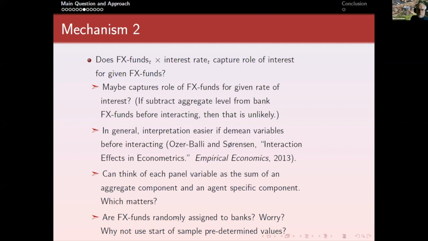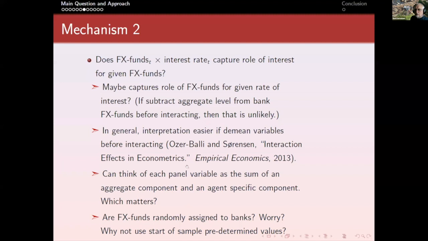Anyway, so overall, are these FX funds randomly assigned to banks? That is kind of an implicit assumption. So I would think that here you'd be much safer if you used some predetermined variables, the average over the sample of these FX funds. Some banks tend to have high FX funds, some tend to have low, or even better, the start of the sample. That might be a trade-off, right? The safest is, in some sense, to take the start of the sample. That's sort of predetermined. But of course, if they change too much during the sample period, you might throw the baby out with the bathwater.